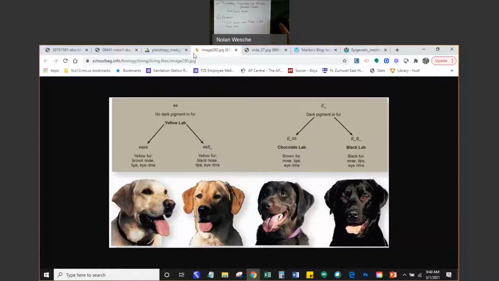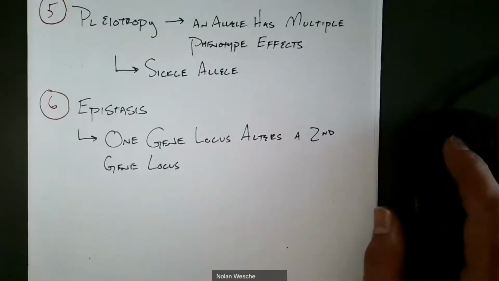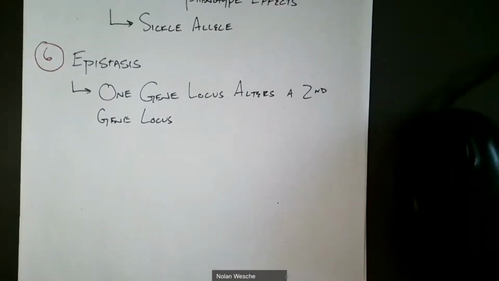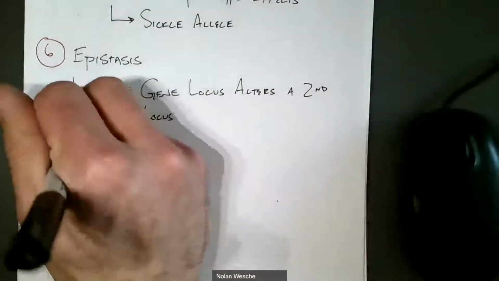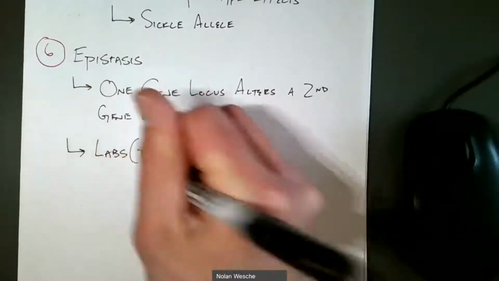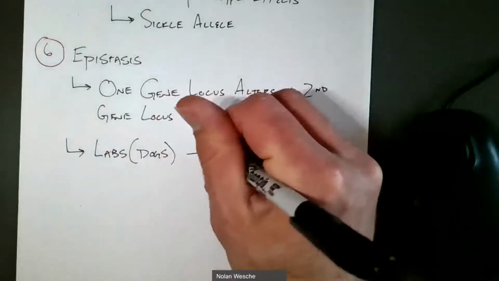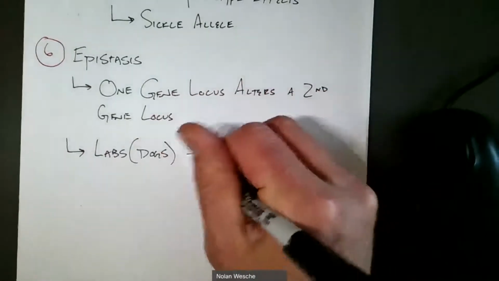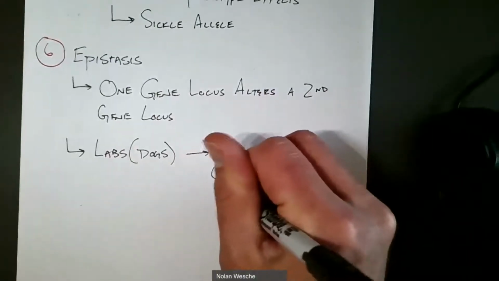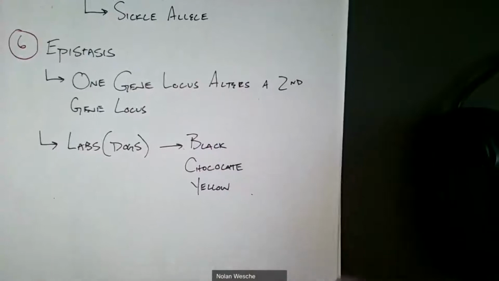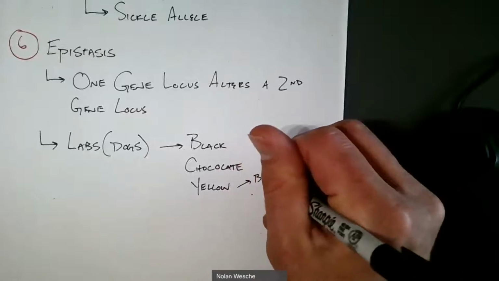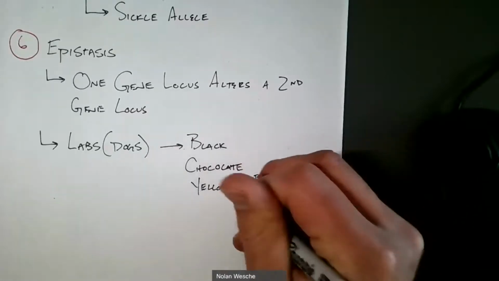So let's talk through this, because this one can be difficult to master if you don't have a really clear picture of what's happening. So we're going to look at labs, right, which are just dogs. You may have one of these at home, and you can have a black lab, you can have a chocolate lab, and you can have a yellow lab. And this yellow lab can have a black nose and lips and eye rings, or chocolate.